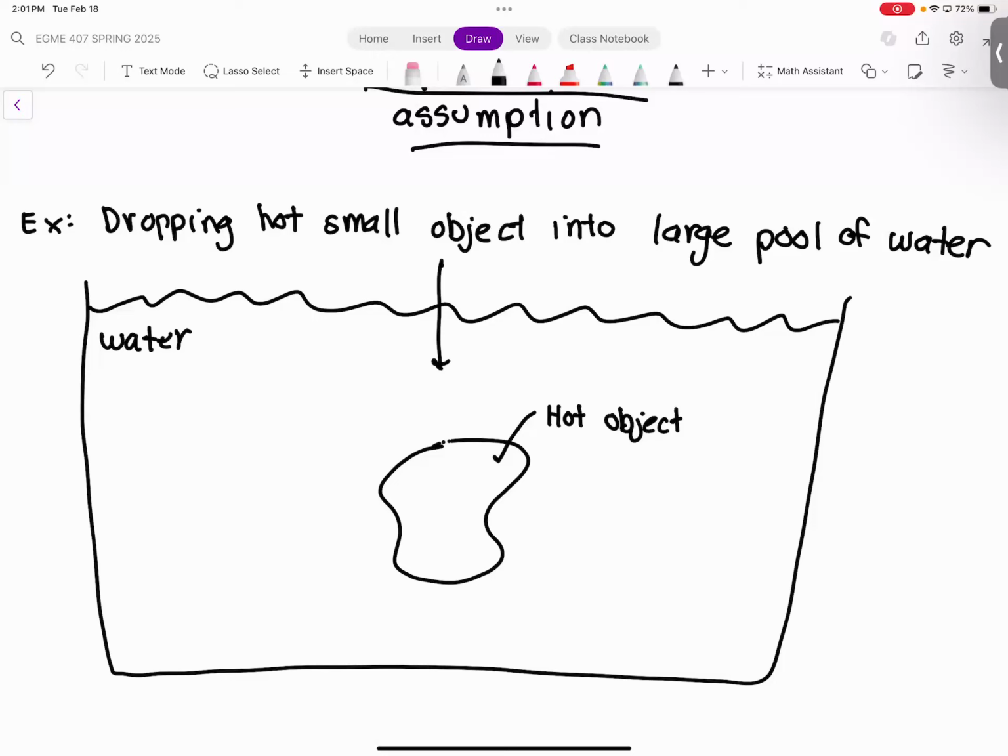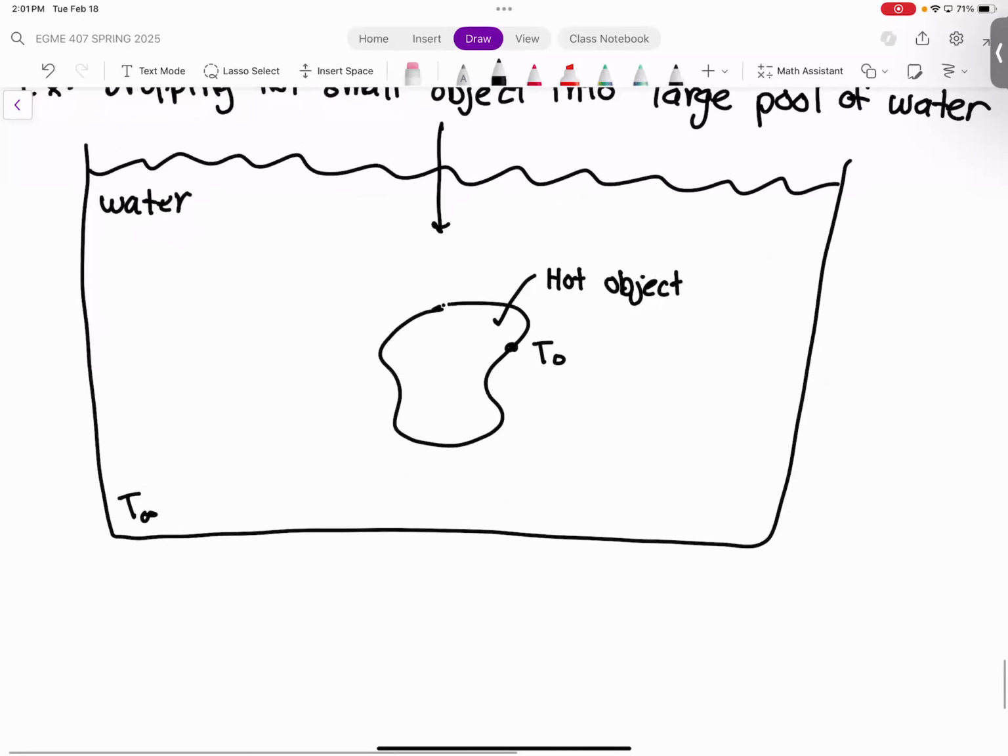If we look at the temperature of the object, T_O, and the temperature of the fluid, which we'll call T infinity, we're going to assume that the temperature of the object is much greater than the temperature of the fluid. And so eventually what's going to happen is that because the object is at a much higher temperature than the fluid, heat is going to escape from the object and go into the fluid. Okay?